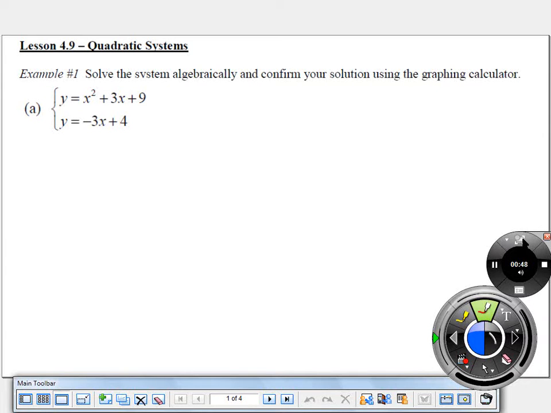So in this case, with the way that the equation is set up, I'm going to go ahead and choose to use substitution. So I'm going to substitute the fact that y is equal to negative 3x plus 4 into the first equation. So I'm going to replace the y in the first equation with negative 3x plus 4. And on the other side, it already had x squared plus 3x plus 9. Okay. So here, I have a quadratic.